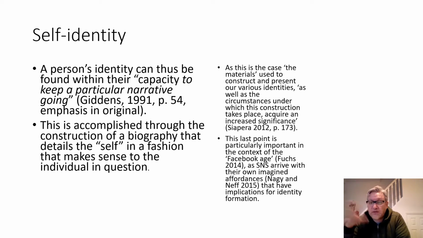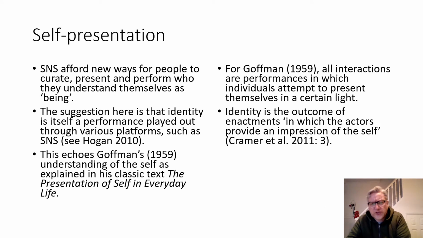The last point is really important in context of the Facebook age. As social networks arrive with their own imagined affordances, what we can do with them, that have implications for identity formation. They are mediating our identity formation, and to a certain extent they are shaping our identity formation, and our identity formation practices therefore reflect the tools that we have, a very McLuhanist point, and are shaped by the tools that we have with us. So in terms of self-presentation, social networks afford new ways for people to curate, present, and perform who they understand themselves as being. So our self-identity is curated, presented, and performed constantly over social networks. And one of the most important ways we do this is visually through the practice of selfies.